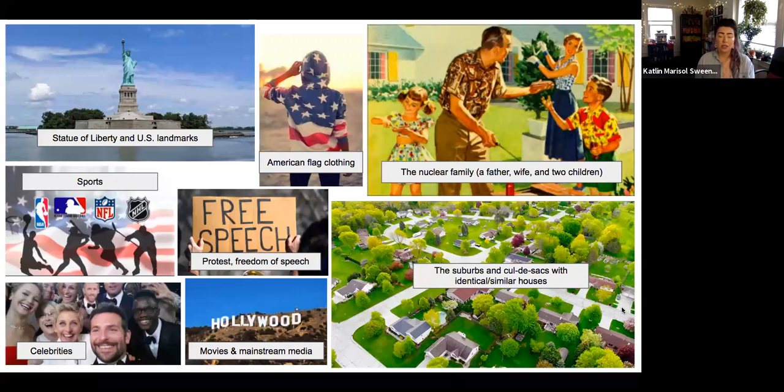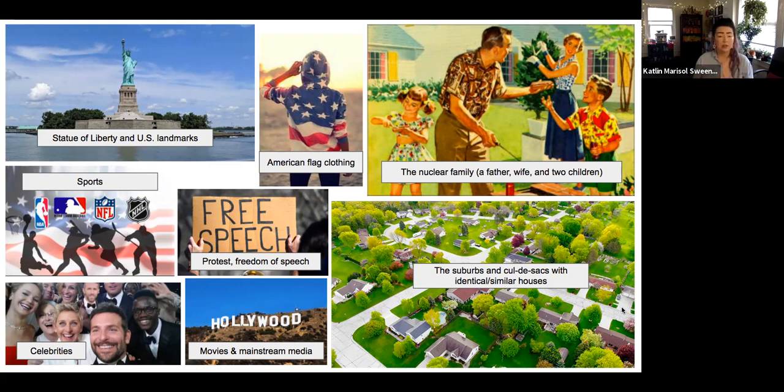I also oftentimes hear students reference things like US landmarks, such as the Statue of Liberty, and those visual cues that we have in terms of what one might think of in terms of a region or location. Sports is also a popular one, right? And thinking about the US culture around watching sports or playing sports.